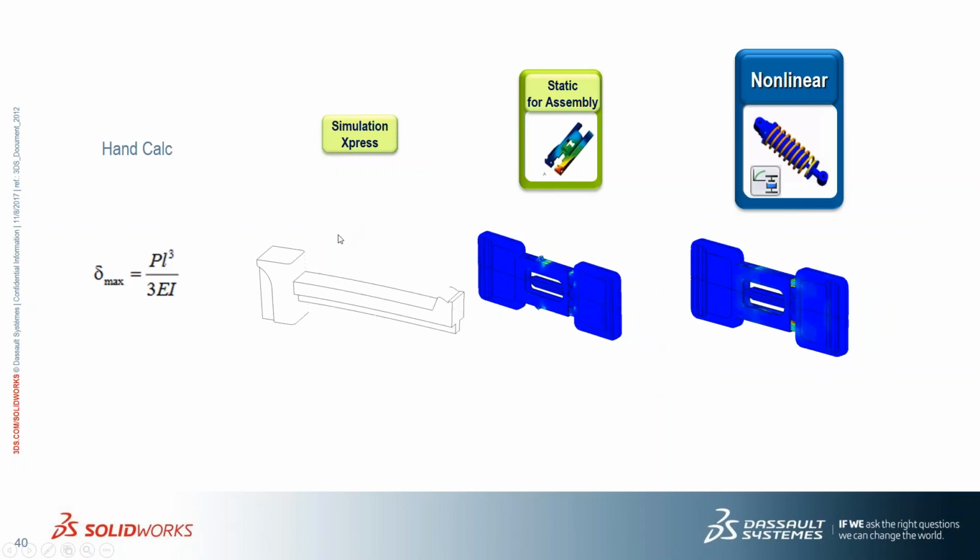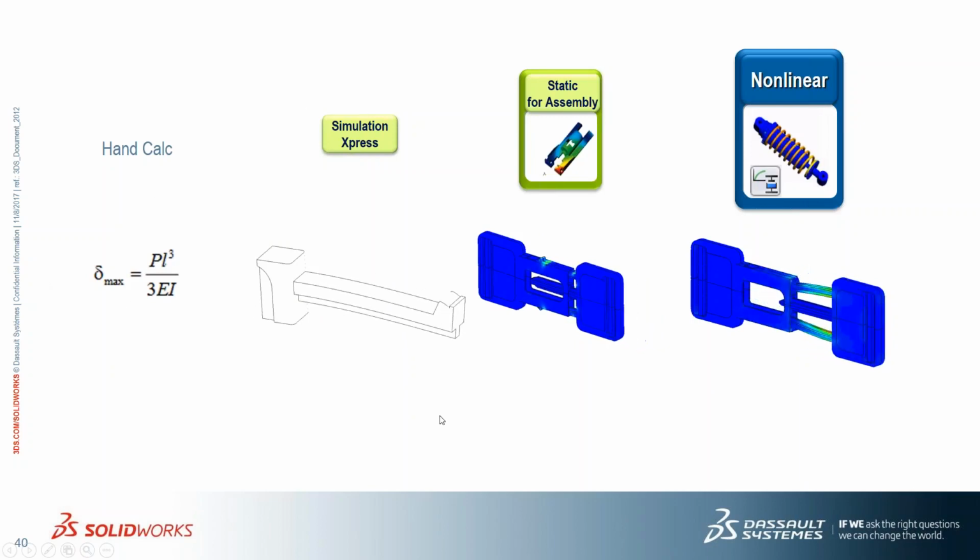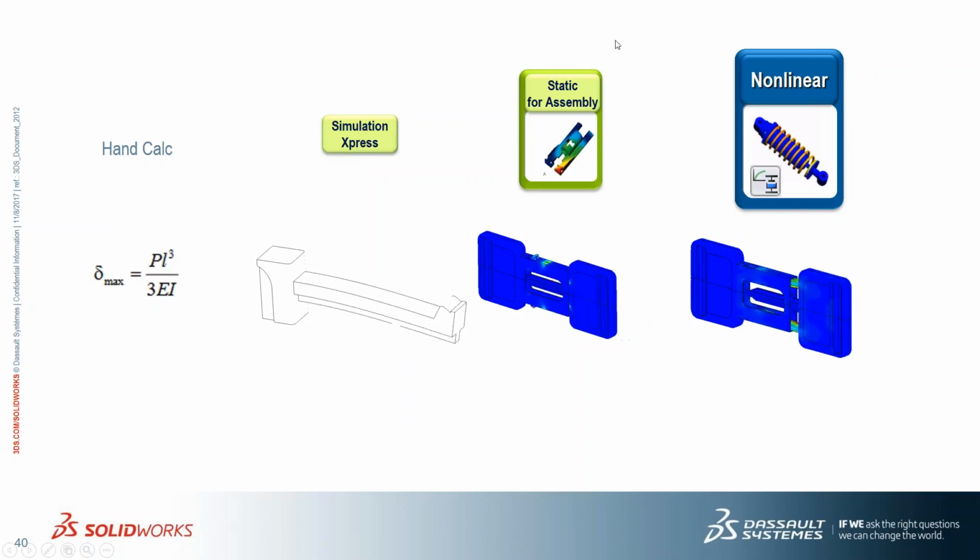So if you have just SOLIDWORKS Pro or SOLIDWORKS Standard, you'll likely use a combination of hand calcs and SimXpress. If you have Simulation Standard or SOLIDWORKS Premium, we can use static analysis for assemblies to help estimate it. Or if you have Nonlinear, we can be much more direct and get a good estimation of that result. We'll compare the answers from these different methods.